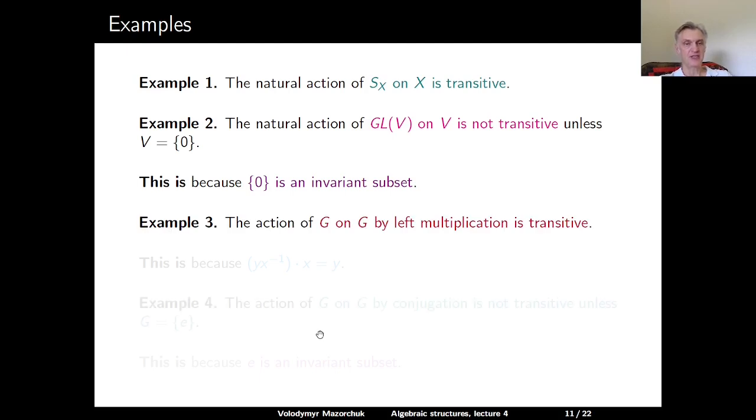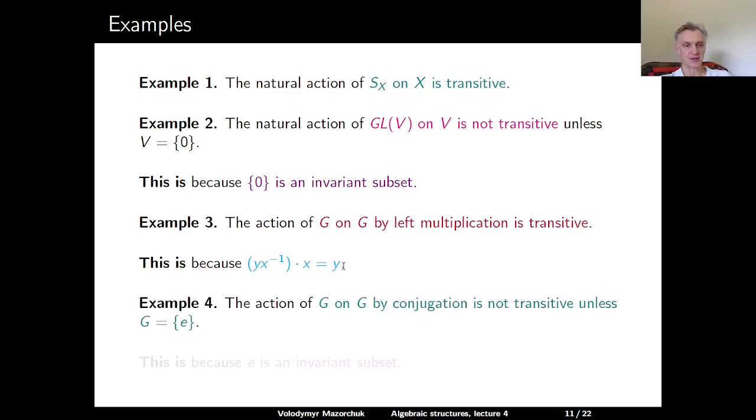Example 3. The action of G on G by left multiplication is transitive. And this is because for any pair of elements x and y in G, if we multiply x on the left with yx inverse, we get y. So, by definition, this is a transitive action. At the same time, the action of G on G by conjugation is not transitive, because conjugation fixes the identity element in G. So the identity is an invariant subset. So the conjugation is transitive if and only if the group G consists only of the identity element.